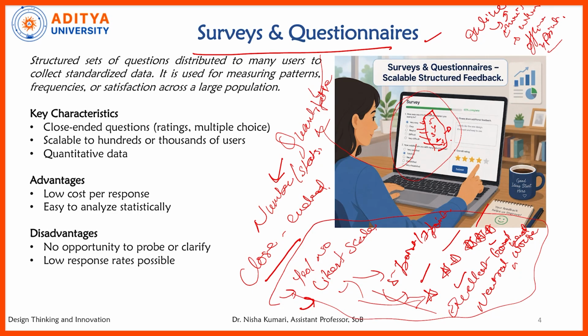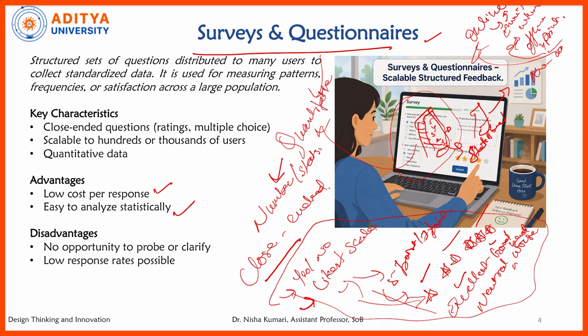Because of these things, it's a low cost per response, because with one particular survey form, we are able to collect a minimum of 100 responses up to a maximum, based on the range, whether you are using the online method or the offline method. And it is easy to analyze statistically, because we are getting certain numbers, and using some statistical tool we can analyze it very easily.